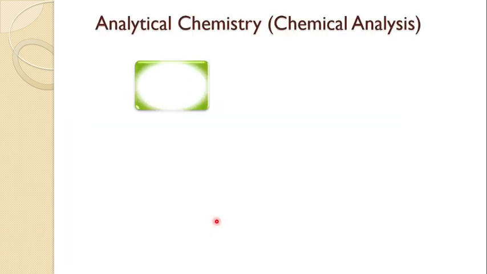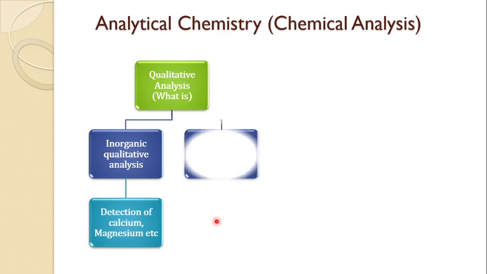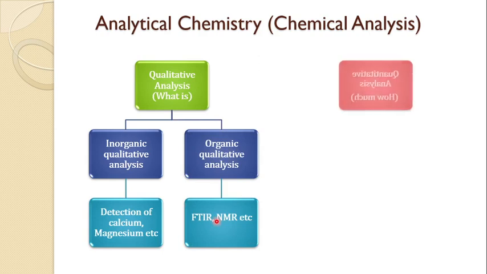Chemical analysis has two types: qualitative, which means what is present. Qualitative analysis has two types: one is organic and another is inorganic qualitative analysis, such as detection of calcium, magnesium, or FTIR, NMR like this. Next is quantitative analysis, which is nothing but how much is present.